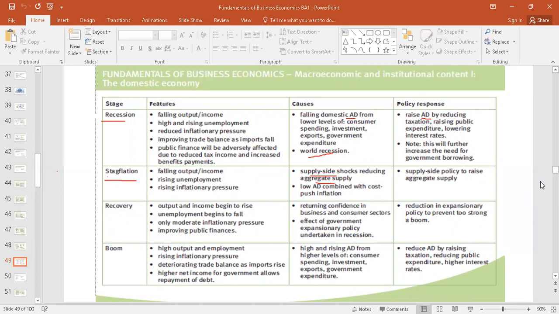How to deal with these things? What's the policy response? The policy response talks about supply side policy to raise aggregate supply. When aggregate supply moves towards the right side and then the output increases, then we also see that the price also reduces. So that is how the situation can be handled.